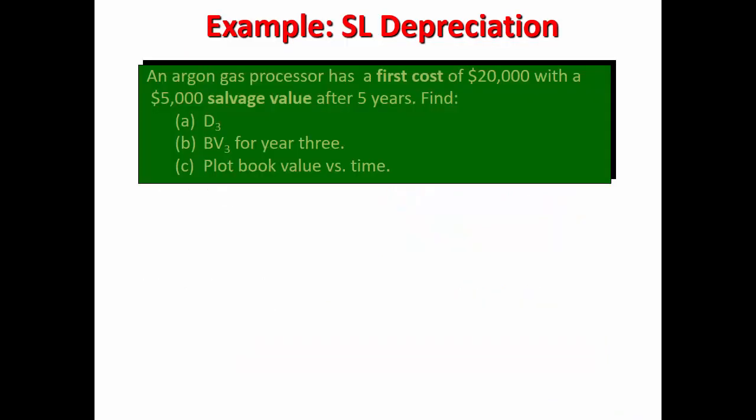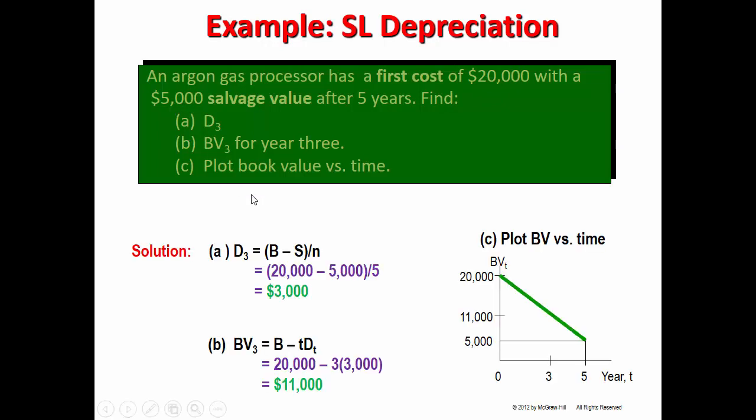And just as an illustration, if a certain gas processor has an initial cost of $20,000 and a salvage of $5,000, then what that allows us to know is that it's going to be $15,000 of depreciation in 5 years, which means it's $3,000 per year. So the depreciation in year 3 is the same as the depreciation in all the other years. The depreciation is a constant $3,000 per year.